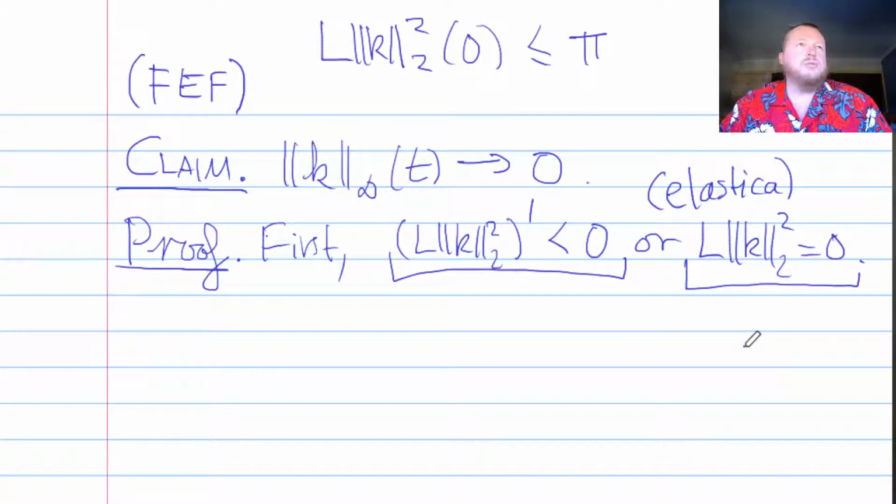You can also obtain the same conclusion by using an analyticity argument. Because the flow is analytic in time, it can't actually reach any kind of equilibrium in finite time. So it has to be strictly decreasing for all t, or just 0 from the beginning.